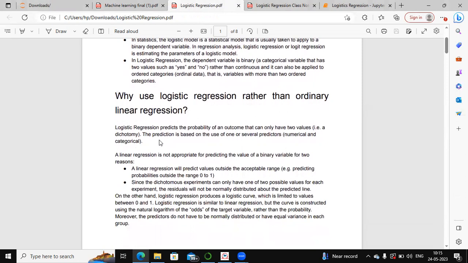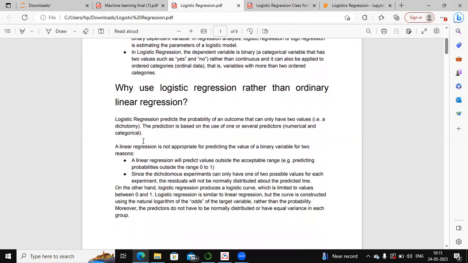So now let's see why use logistic regression rather than ordinary linear regression. Logistic regression predicts the probability of an outcome that can have only two values, that is a dichotomy. The prediction is based on the use of one or several predictors. Predictors are like independent variables which are used to predict the dependent variable, and our predictors can be numerical as well as categorical.